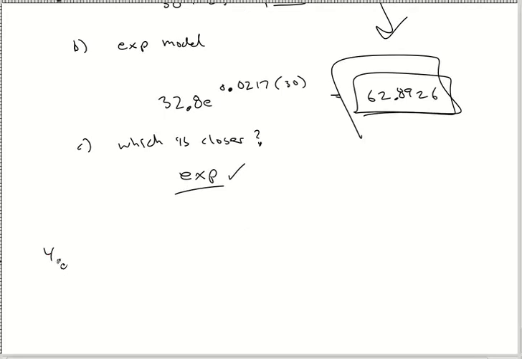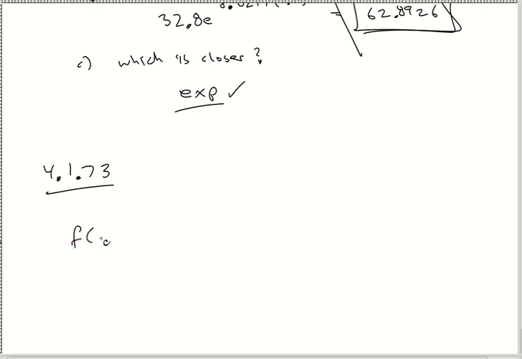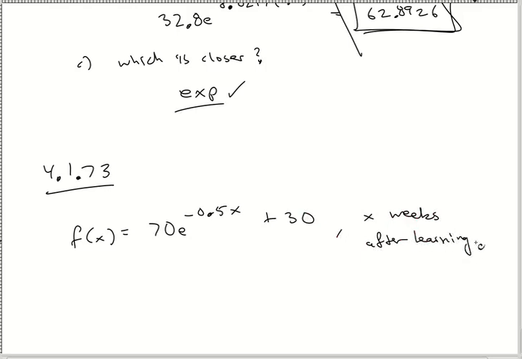Okay, this is the last problem, actually. It's a fairly short section. So here we go. f of x is equal to 70 e to the negative 0.5x and then plus 30. And they're talking about x is weeks after learning something. And this percentage is the retention of learning. So what percentage of folks would retain this knowledge after some x weeks after learning it?